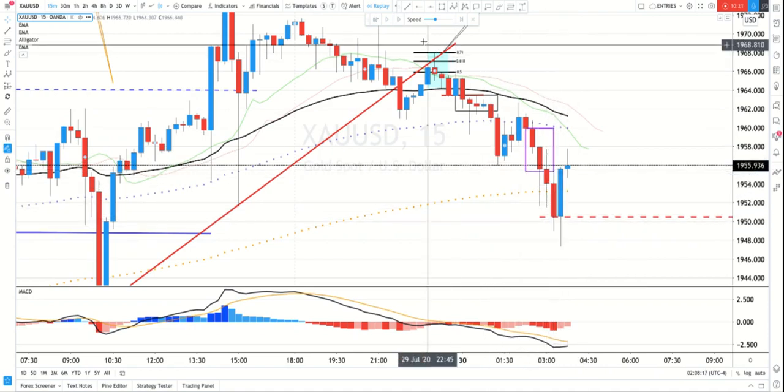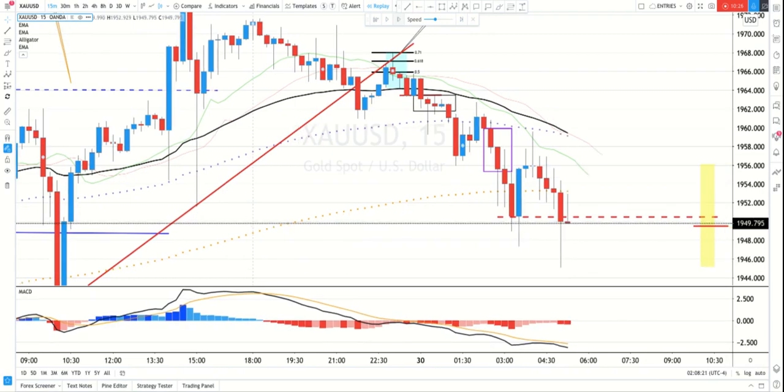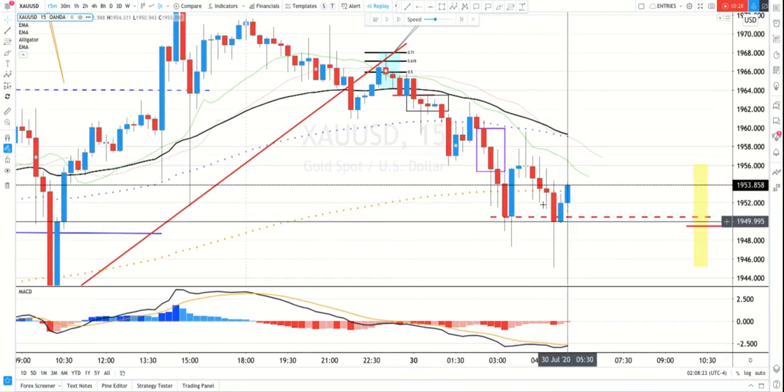Okay, this is that turtle soup that's playing. Oh wait, I may be mistaken. I believe I spoke too early. Yeah, I spoke too early. Okay, price pulled back up one last time.